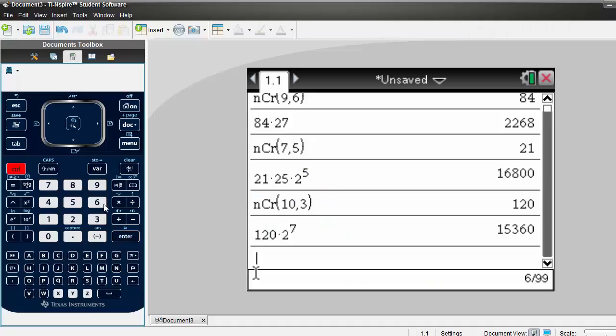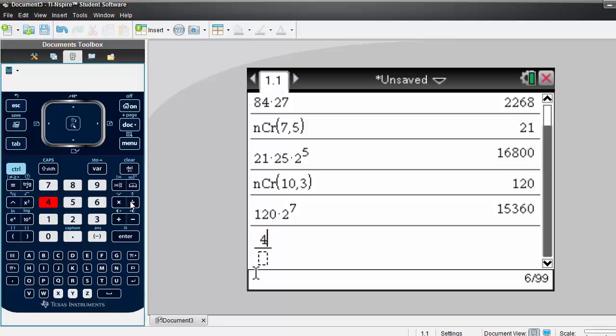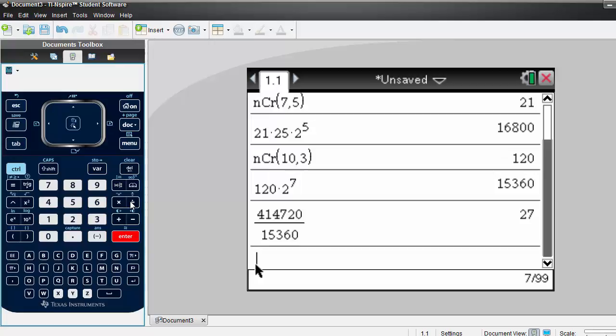So we'll hit Control divide. 414,720 divided by this number we just found, which is 15,360. This will give me 27.